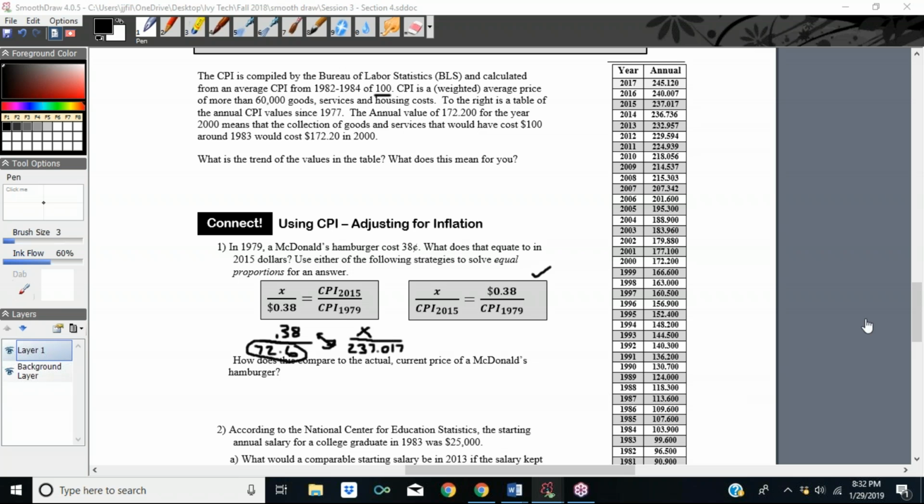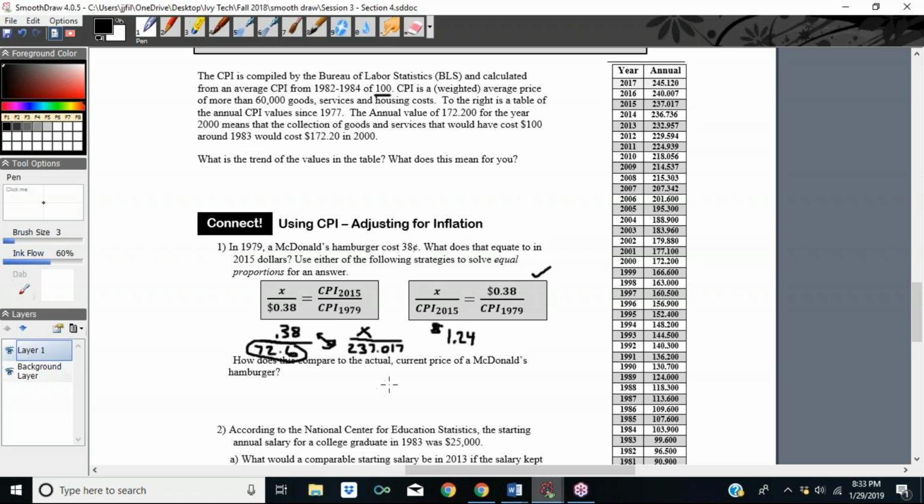And I see some of your answers in the chat box. Let's see. I'm going to punch it in my calculator and see who it matches. So I'm going to do 0.38 times 237.017 and then divide that by 72.6. And I got $1.24.